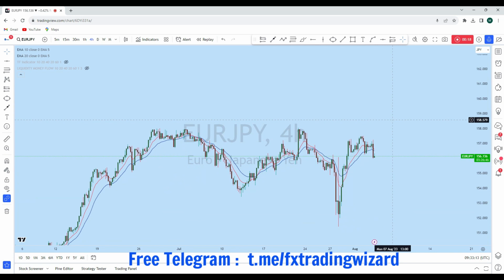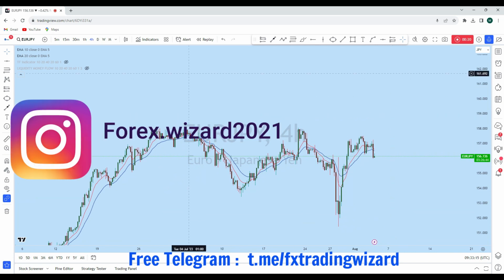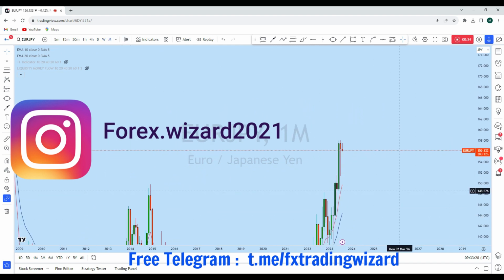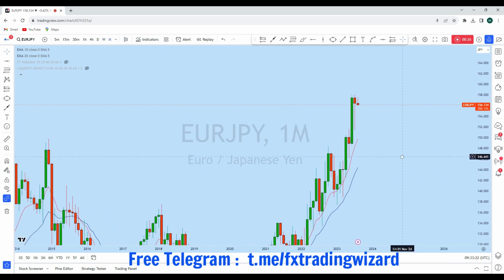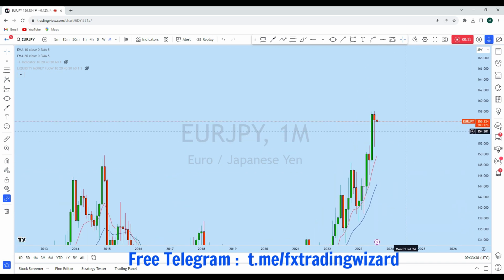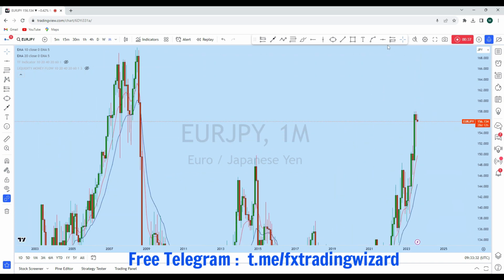Now before we discuss how we can trade, first let's look at the bigger picture, looking at the monthly time frame to see the overall direction in the market. On the monthly, we have seen the monthly candle close on EURJPY with a strong hanging man. This hanging man formed at a very important monthly resistance level.